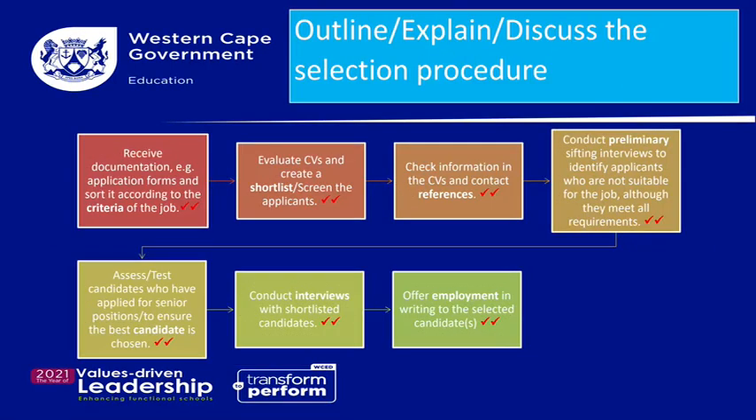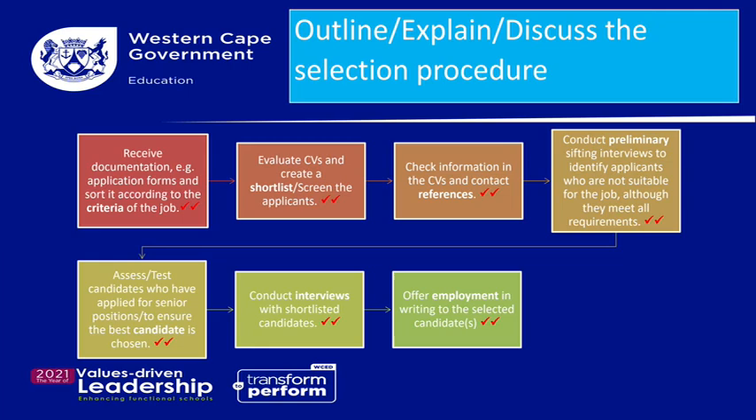Right, it says discuss the selection procedure. Now guys, here I've opted to use the marking as you would use in the form of an outline. You would see that the mark allocation is at the end of the sentence. Now guys, you can see it starts with receiving documentation. That is when you receive application forms, CVs, whatever the case may be. And of course, again there, the word in bold, criteria, is the one that's missing from your book.